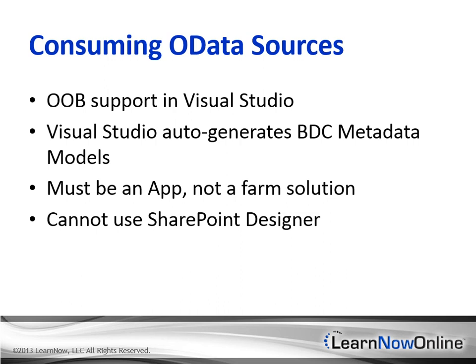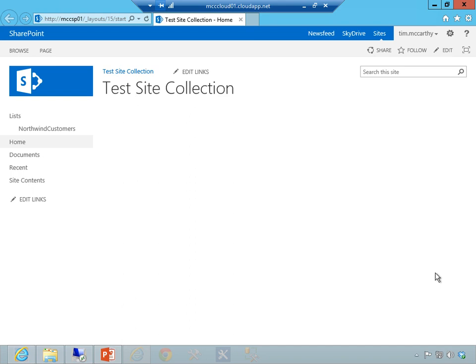But in this demo, we're going to use REST and OData to query external lists. We're going to take a look at REST and OData, and then a little bit about how SharePoint supports that, and then also we're going to consume OData. We'll use Visual Studio for that. So first of all, here's our site collection.